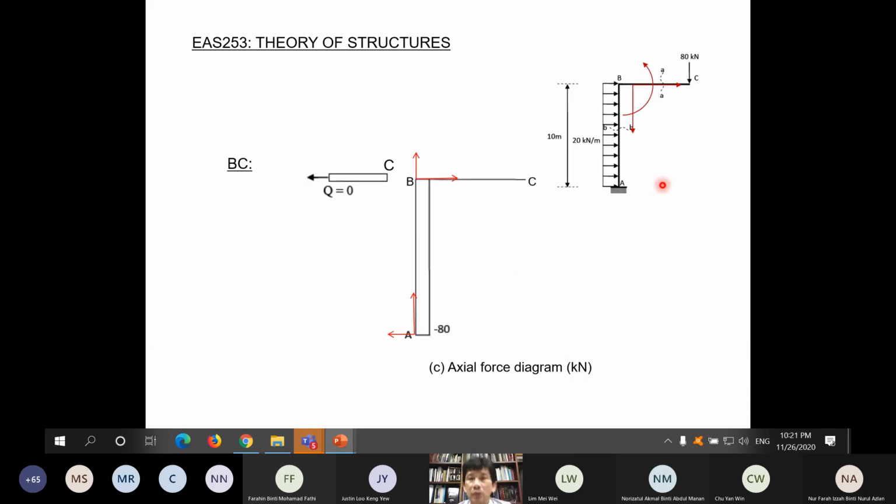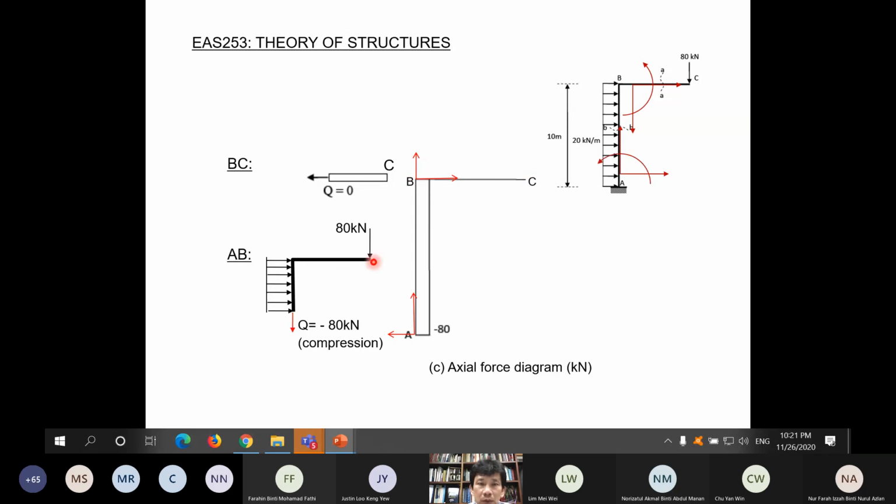Axial force diagram. So we do the same thing. So axial force, positive axial force. So here from the free body diagram, we found that Q is equal to 0 because there is no other loading. The loading is acting vertically at C. There's a loading acting here vertically. There's no loading horizontally. So Q is equal to 0. Okay, so 0 here.